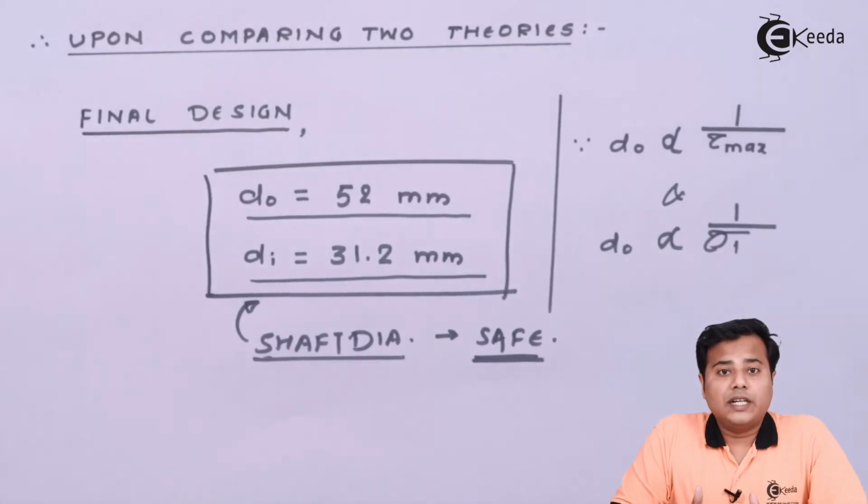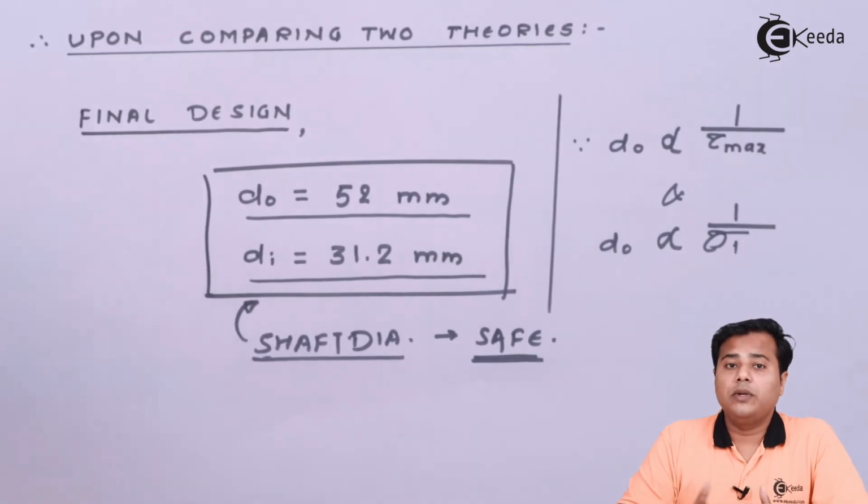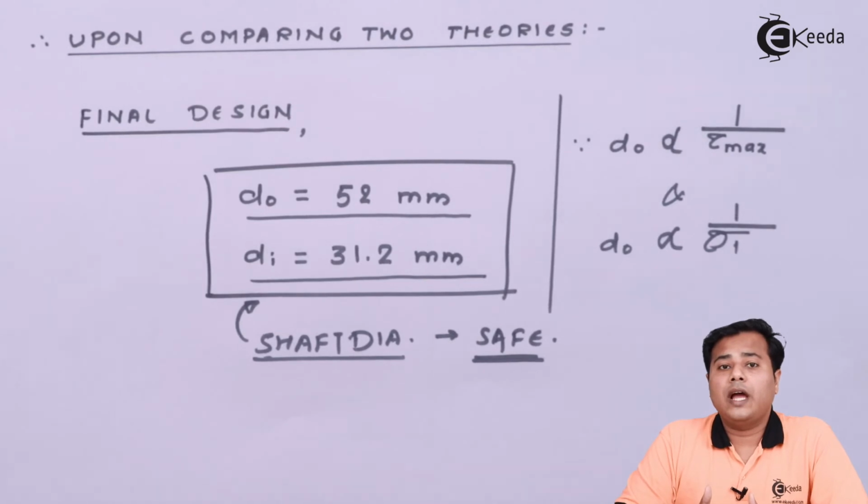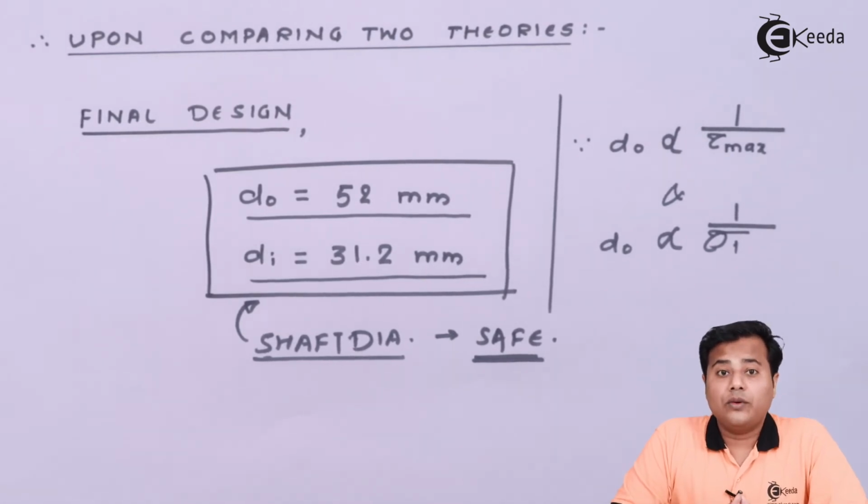If there was a condition describing the rigidity also, we would have continued this problem to solve the rigidity concept also, and then accordingly we could have three sets of inner diameter and outer diameter, which upon comparison we would have selected for the final solution.